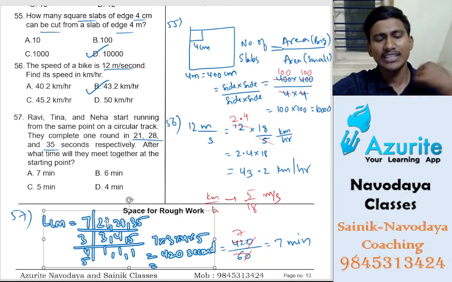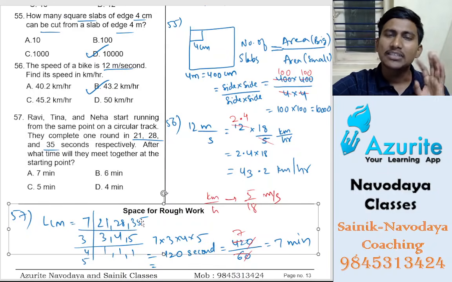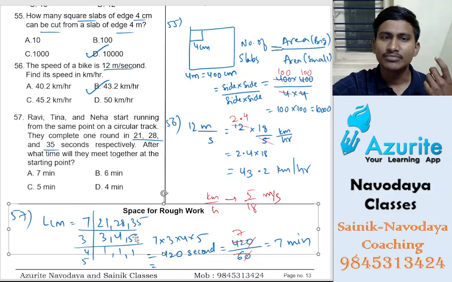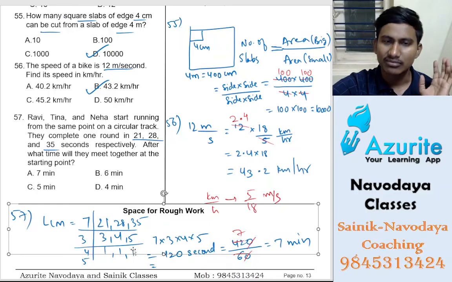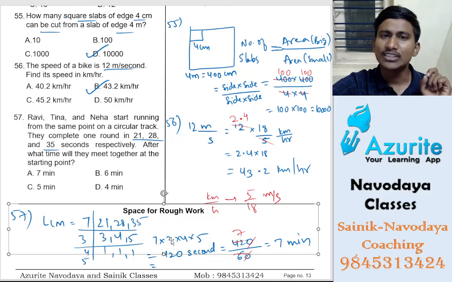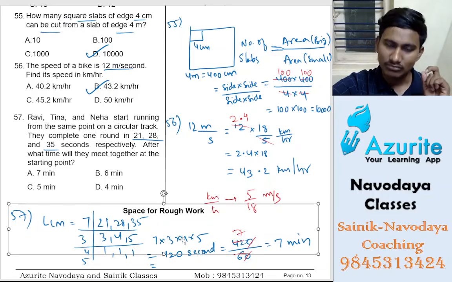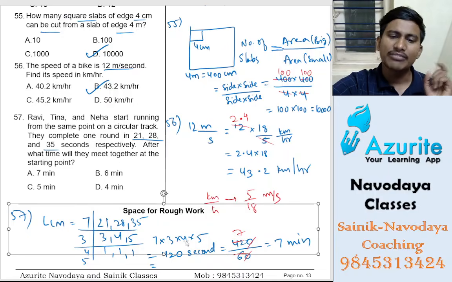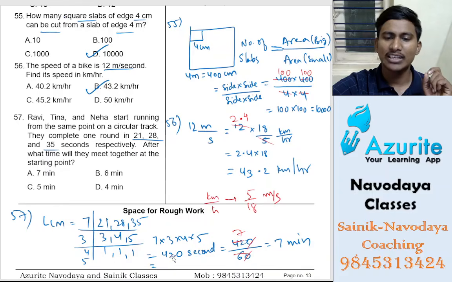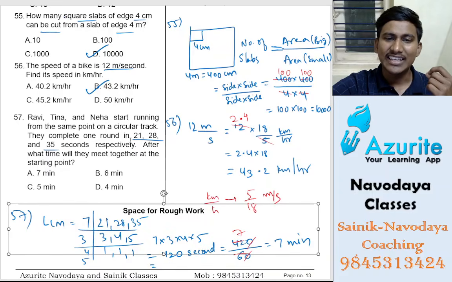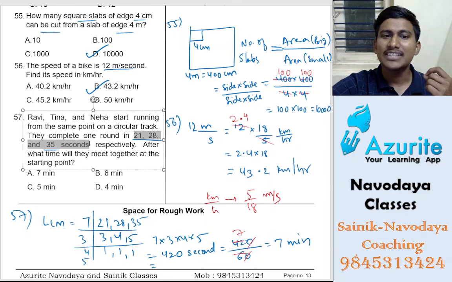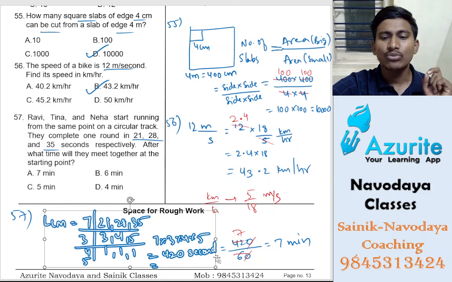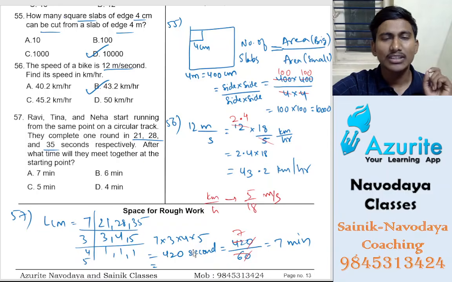So if you want to find the LCM, 21, 28, 35 will come in the 7 table. 7 3s are 21, 7 4s are 28, 7 5s are 35. Now 3, 4, 5 will not come in the same table. So 3 1s are 3, 4 1s are 4, 5 1s are 5. So multiply 7 3s are 21, 21 5s are 105, 105 4s are 420. This is all in seconds. So LCM will be 420 seconds.